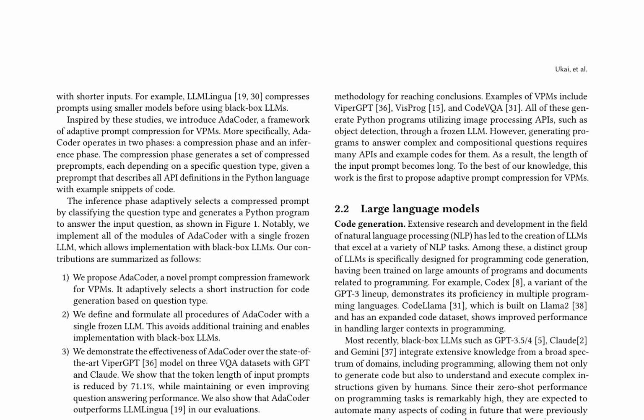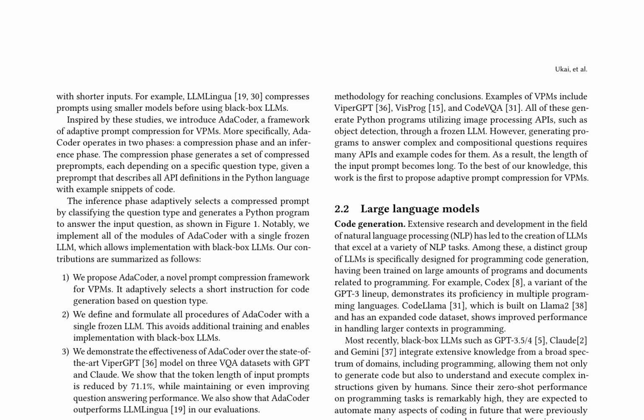To address this, AdaCoder operates in two phases, compression and inference. In the compression phase, it generates a set of compressed preprompts, each tailored to a specific question type, given a preprompt that describes all API definitions in the Python language with example snippets of code. The inference phase adaptively selects a compressed prompt by classifying the question type and generates a Python program to answer the input question.